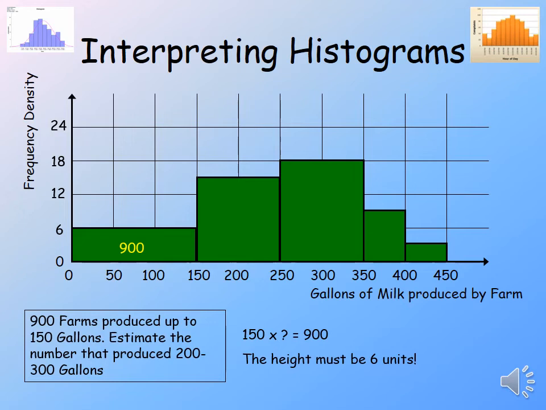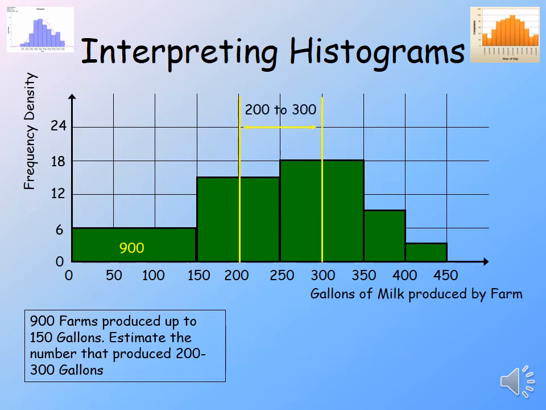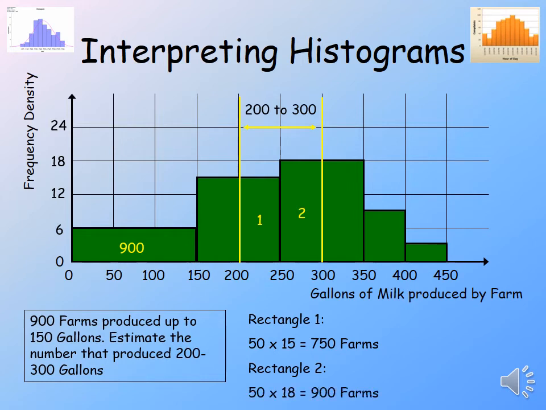We're just going to look at the 200 to 300 gallons, which is here, and we've got two rectangles there. So rectangle number 1 is there. That's 50, that's the width, and the density is 15, so 750 there. Rectangle 2, which is here, and again it's 50, and multiply that by 18.